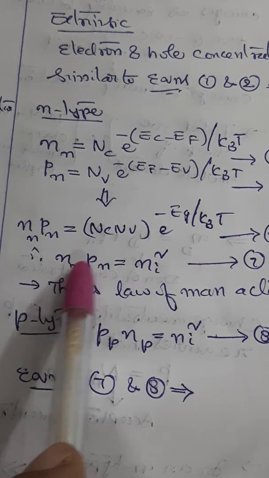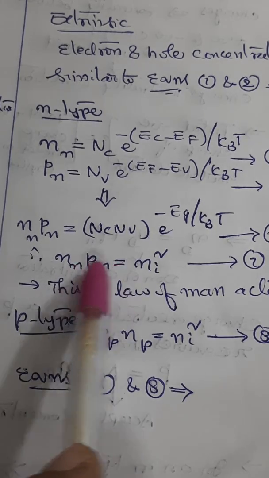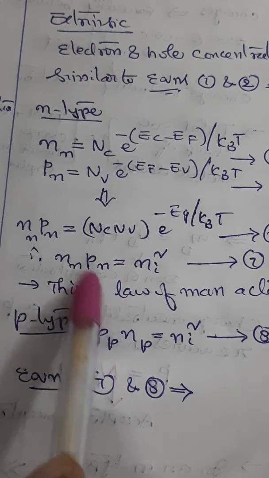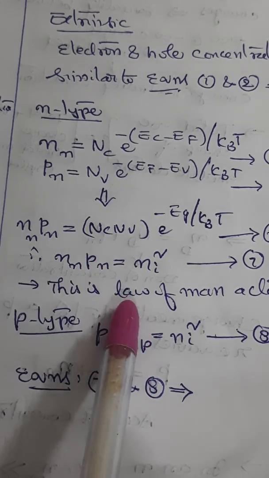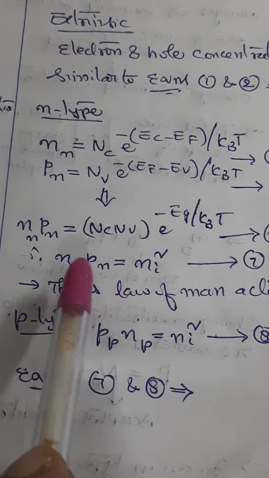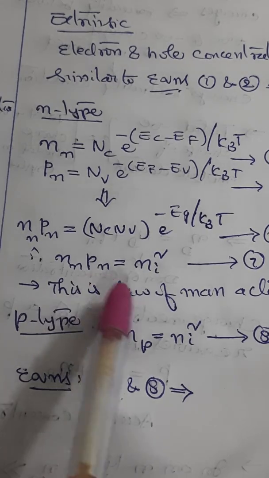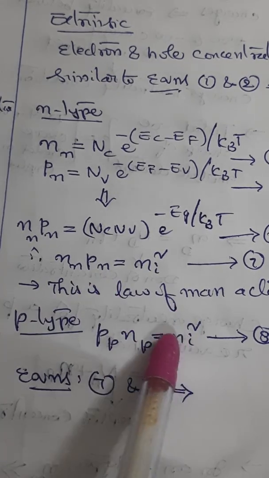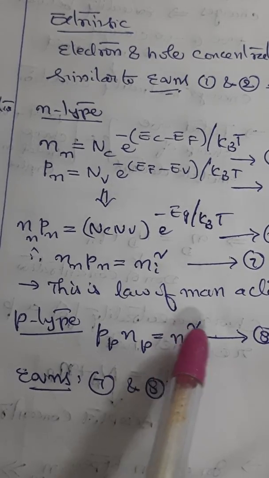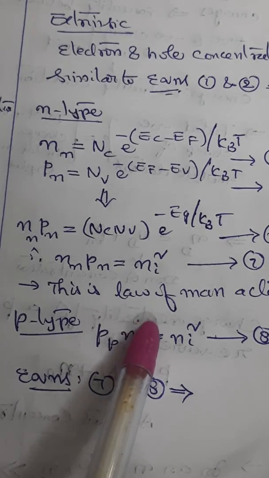What is Nn and what is Pn? Nn and Pn mean majority and minority carrier concentrations. So you are multiplying in both cases. Therefore we can conclude that the product of majority and minority carrier concentrations in an extrinsic semiconductor at a particular temperature is equal to the square of the intrinsic carrier concentration at that temperature. So you can represent the law of mass action like that.